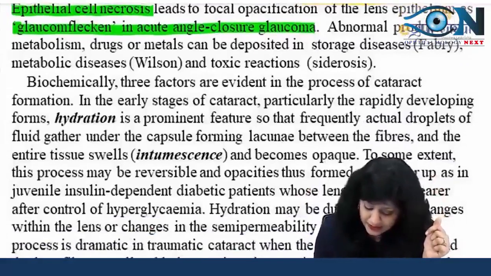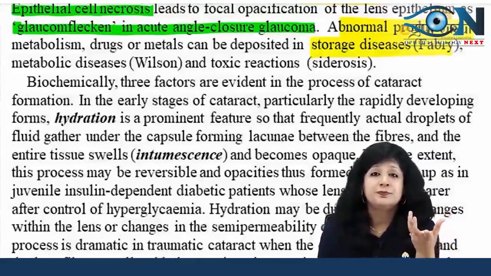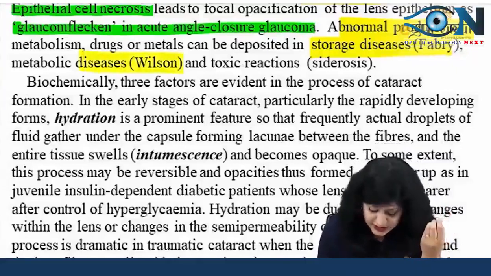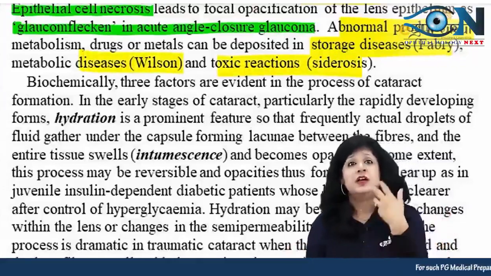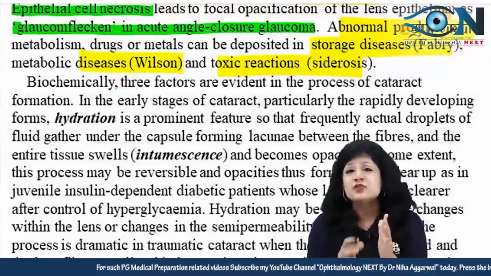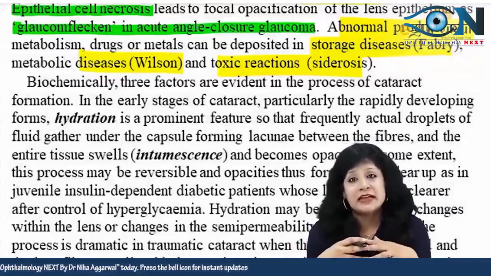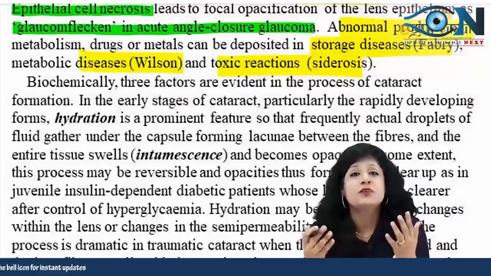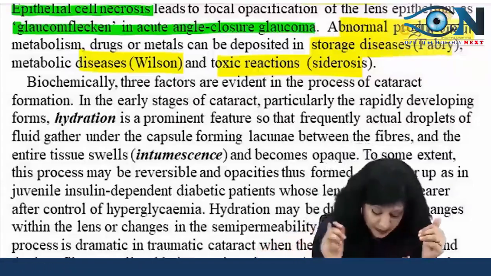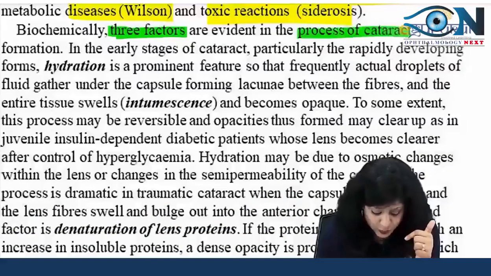Then somewhere we can have abnormal products of metabolism, like in storage diseases, or inborn errors of metabolism like copper in Wilson's disease. It can be toxic reactions, chalcosis, or siderosis. So there are so many things, and obviously so many varied things are causing the cataract. All of them will not lead to the cataract by a similar mechanism, but yes, they can be sharing one of a few mechanisms. Biochemically, three factors. What I was saying is that now they say it is three factors which are evident in the process of the cataract.